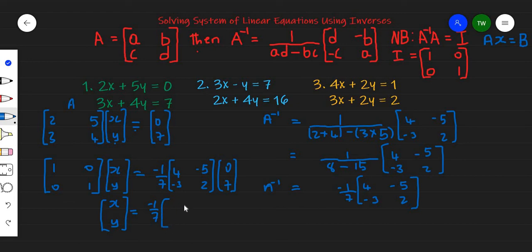So how do you multiply matrices? It's row times column. So I'm going to take 4 times 0, that gives me 0, plus negative 5 times 7, that's going to give me negative 35. And I'm finished with row 1. So I'm going to take row 2 times column 1 here. So it's going to be negative 3 times 0, that's going to give me 0, plus 2 times 7, that's going to give me 14.